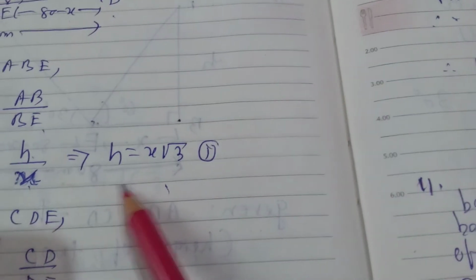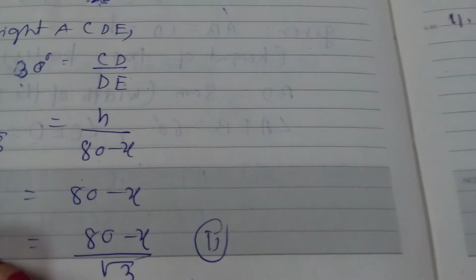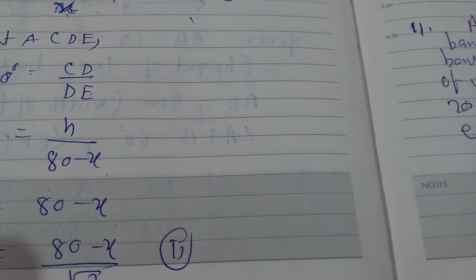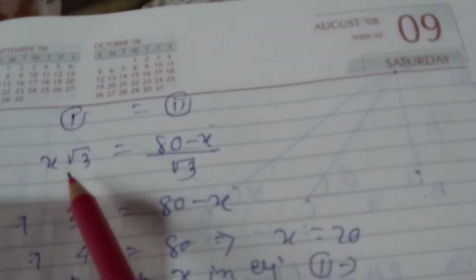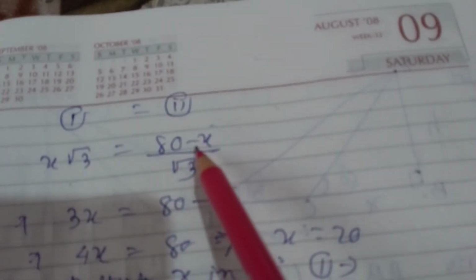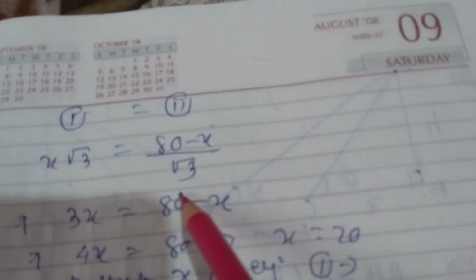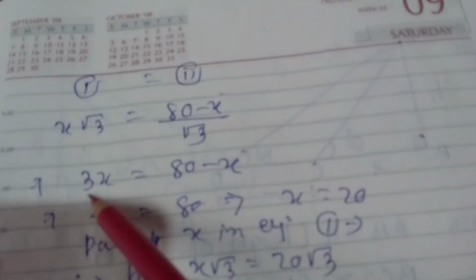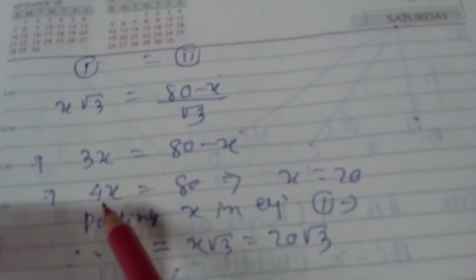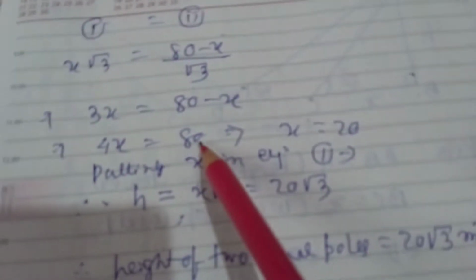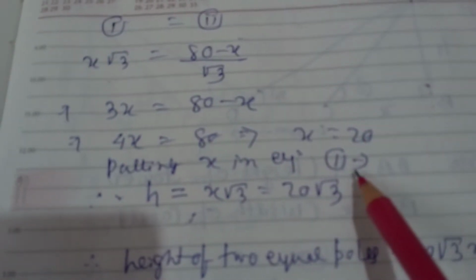In equation 1, I have taken the value of H, and in equation 2, again the value of H is determined. So the two equations must be equal. So equation 1 equal to equation 2. So X root 3 equal to 80 minus X by root 3. Now by cross multiplication, root 3 times root 3 is 3. So 3X equal to 80 minus X. Minus X will come here, and 4X equal to 80 and X equal to 20.